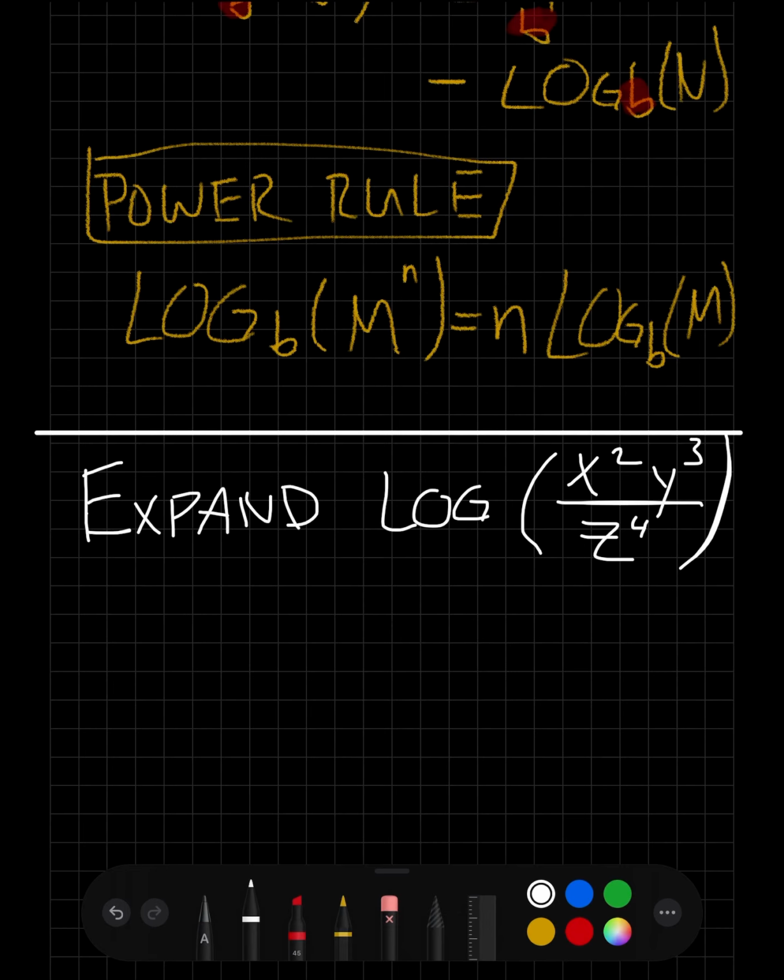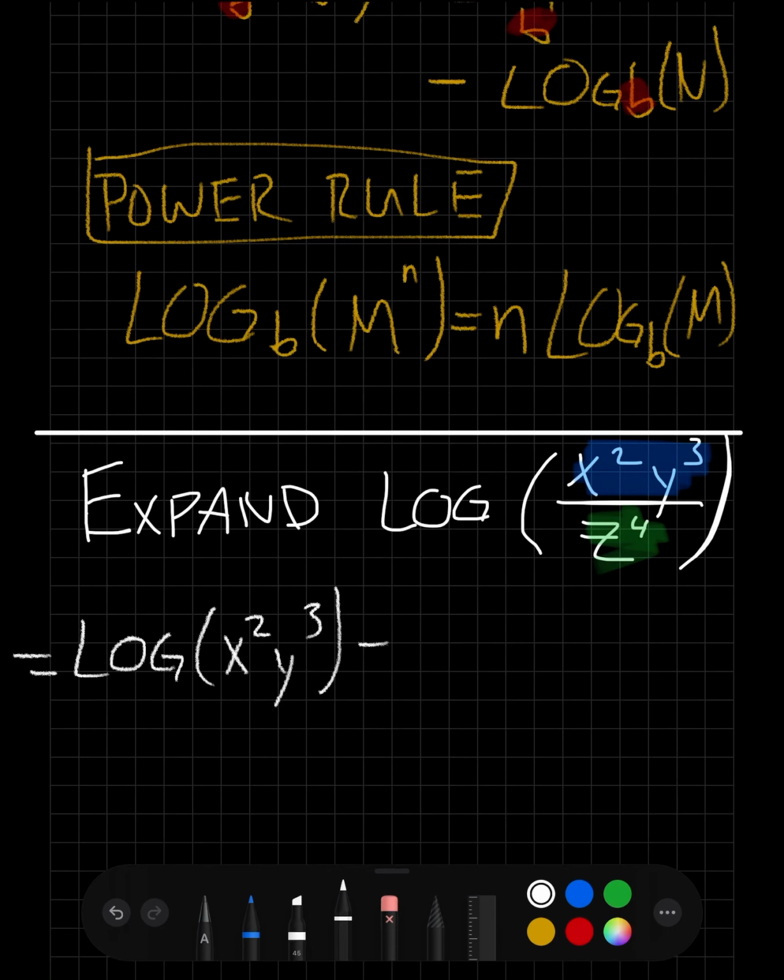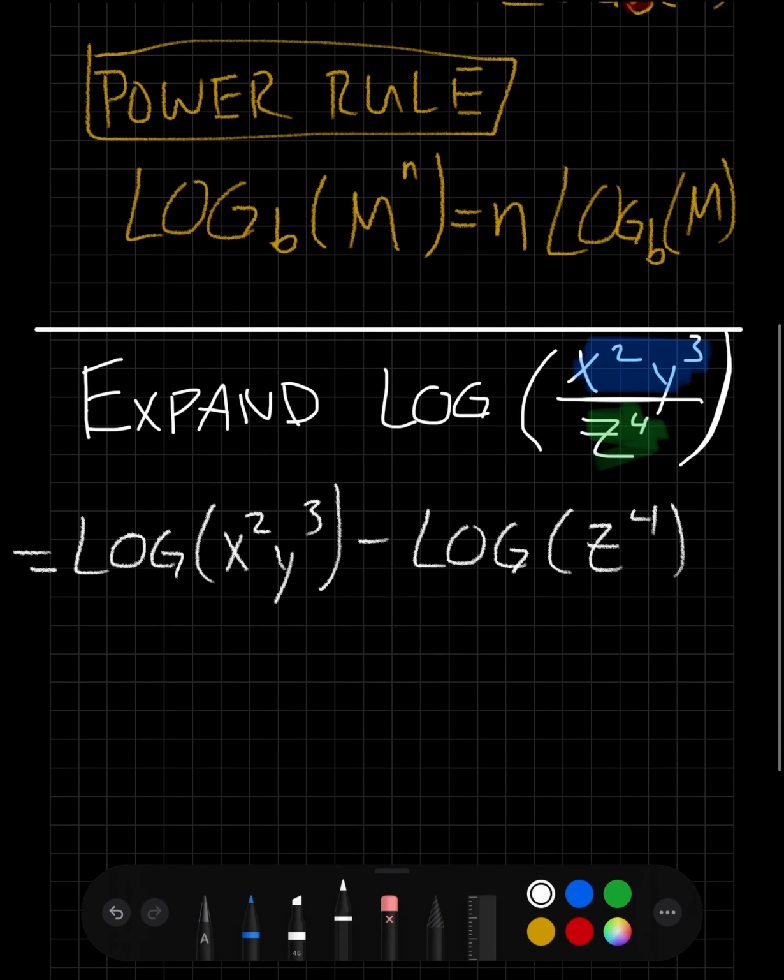So here's what we can do. I'm going to start off by doing the quotient rule. I see here that I have the quotient of two things. I have my numerator here, x squared y cubed, and my denominator here of z to the fourth. So I'm going to rewrite this logarithm using my quotient rule: log of x squared y cubed minus log of z to the fourth. And this is using my quotient rule.